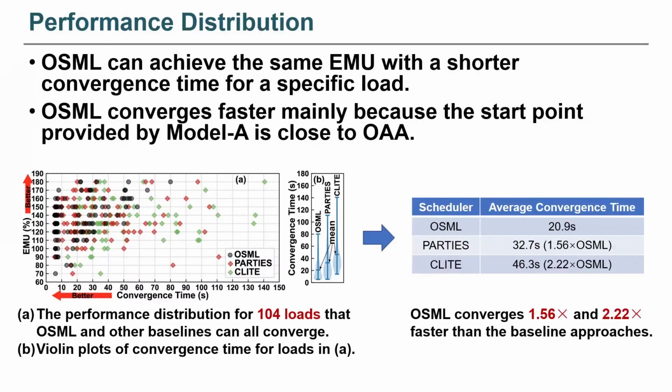Firstly, OSML exhibits a shorter scheduling convergence time. Figure A shows the performance distribution for 104 loads that OSML and the other baselines can all converge. Figure B shows the violin plot of convergence time for these loads. We can see from the average convergence time that OSML converges faster than the baseline approaches. Generally, OSML can achieve the same EMU with a shorter convergence time for a specific load. OSML converges faster mainly because the start point provided by Model A is close to the OAA.